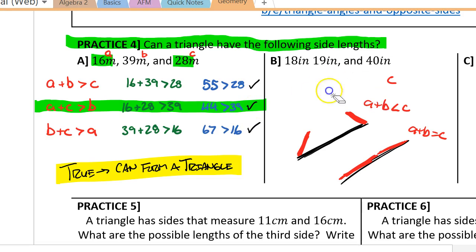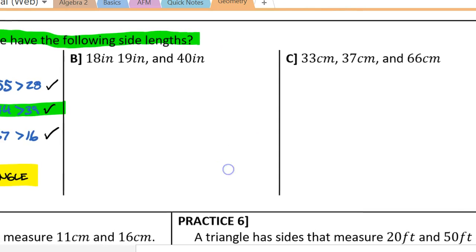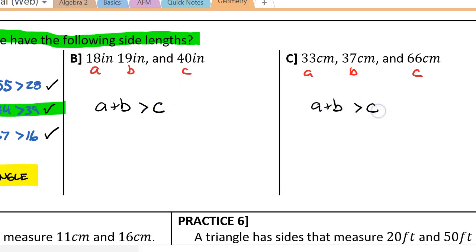With that knowledge, let's go ahead and try examples B and C. I'm going to label this A, this B, and this C: smallest, middle, large. On this one, I'm going to do the same thing. To determine whether this is a triangle, I need to test whether A plus B is greater than C. The sum of the 2 smaller sides is greater than the largest. Same thing here. A plus B is greater than C.